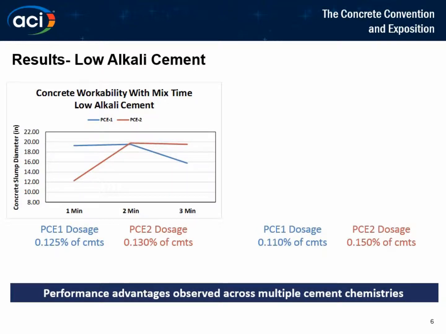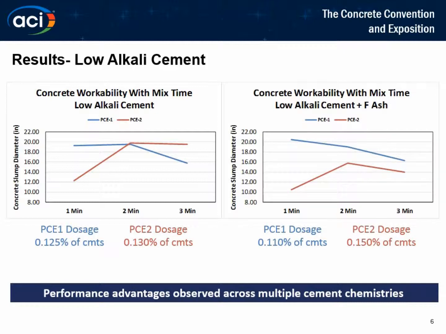These charts are the exact same that you had seen on the previous slide, except for we changed the cement. We are using a lower alkali cement, so everything is shifted, but the experiments are the same in terms of their results. Again, in a straight cement mix, we see that blue line achieves its ultimate workability within a minute of mixing, while the slower dispersing general use polymer, that red line, achieves its ultimate workability by 2 minutes.